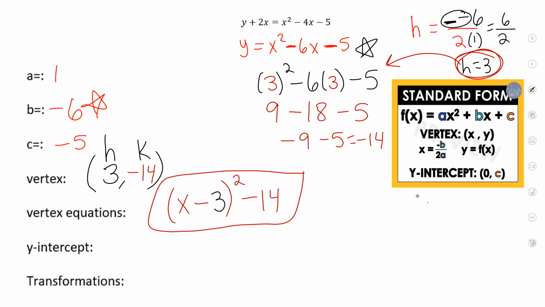If you want to, you can put the 1 there. You don't really need it. But if you want to, you can put the 1 right there, the a value. Okay, so my transformations: it went to the right 3, and it went down 14.